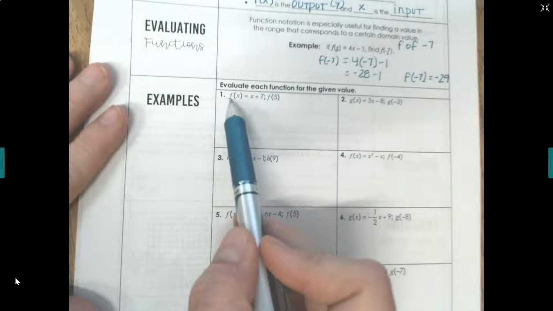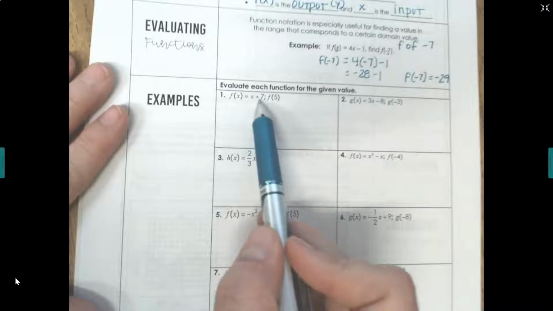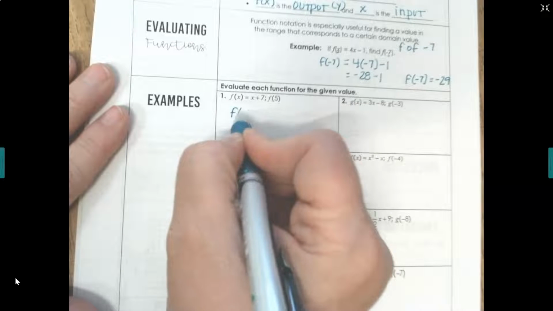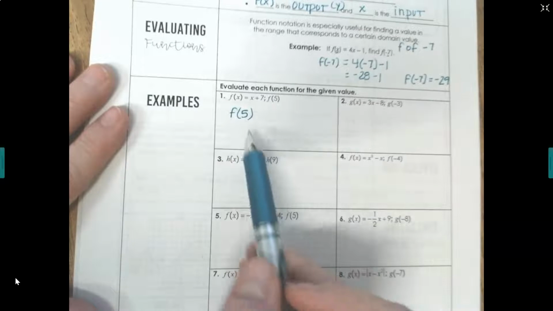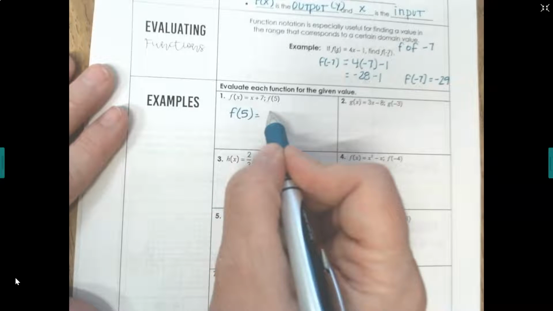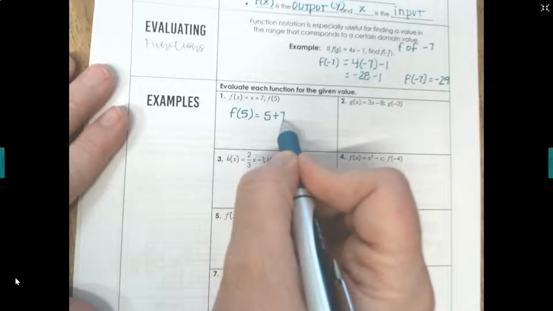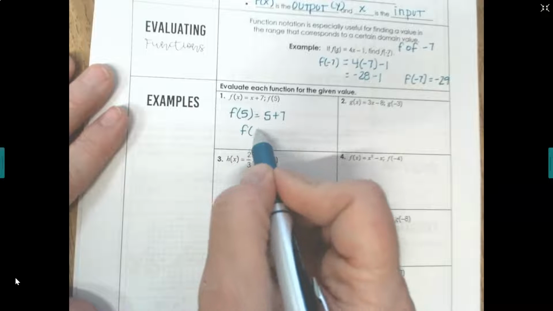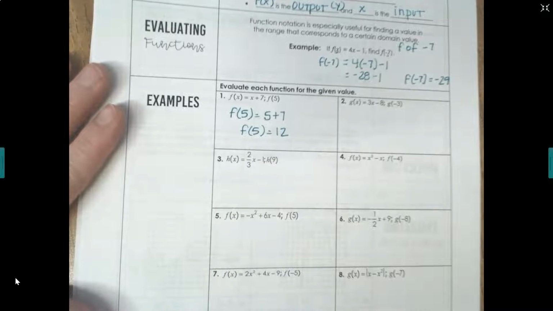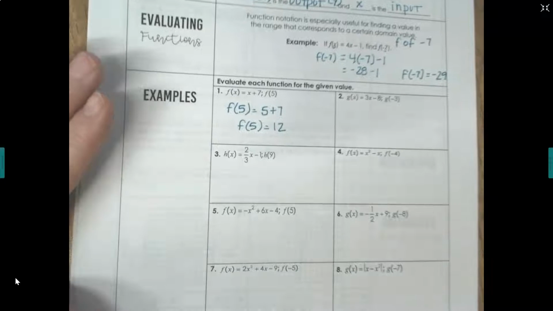All right, so this says if we have f of x equals x plus 7, they want us to find f of 5. So we're looking for f of 5. The 5 is in the x spot. So that says wherever there's an x, plug in 5. So 5 plus 7. So f of 5 equals 12. So it's just telling you how to plug it in and where it goes.